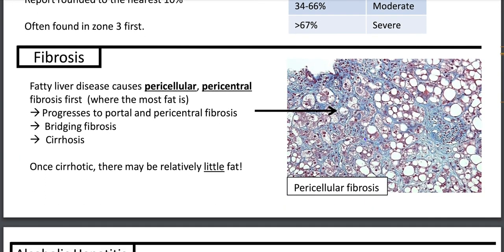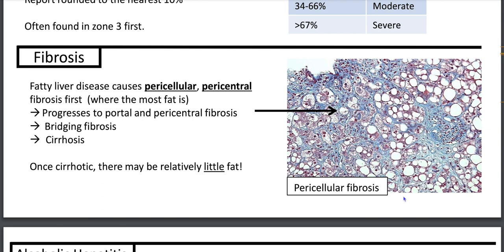Fibrosis. So fatty liver disease can cause pericellular fibrosis, where it wraps around the hepatocytes, as well as pericentral, where it's zone 3, where it wraps around the central vein. And this is where the most fat is. And that progresses to portal, which is zone 1, and pericentral fibrosis. And this can lead to bridging fibrosis and cirrhosis.